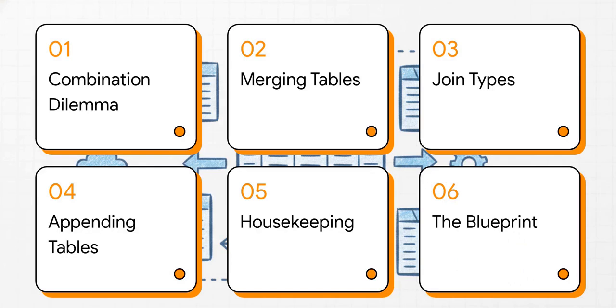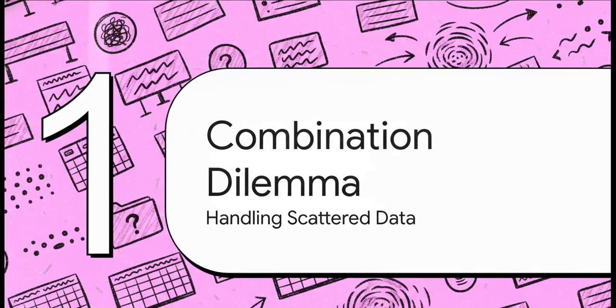To keep things simple, here's our roadmap. We'll start with the data combination dilemma. Break down merging tables and join types, look at appending tables, do a little housekeeping, and finish up with a foolproof Power Query blueprint. All right, Section 1, the data combination dilemma.